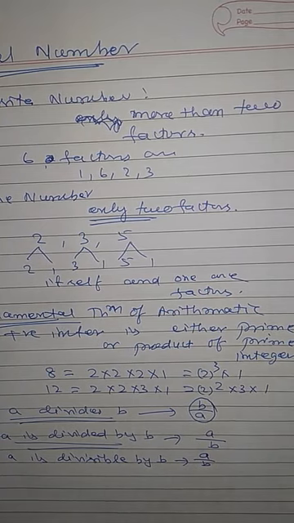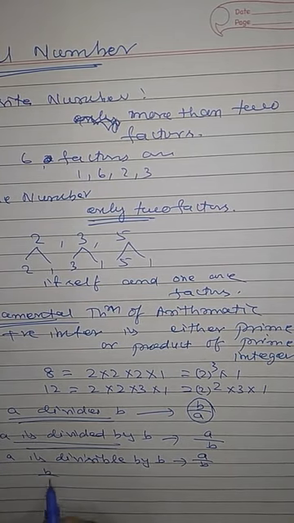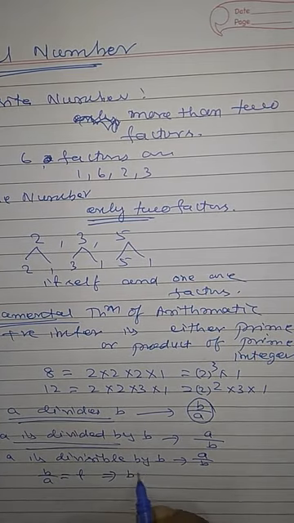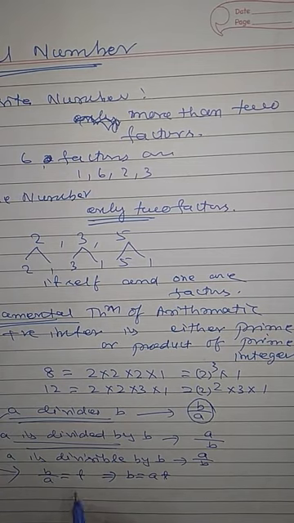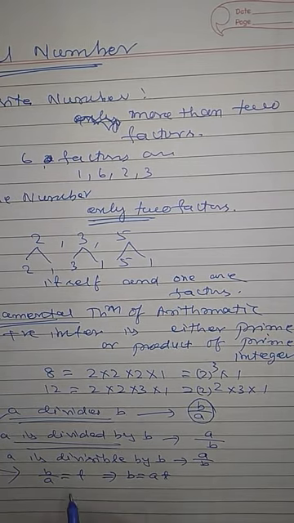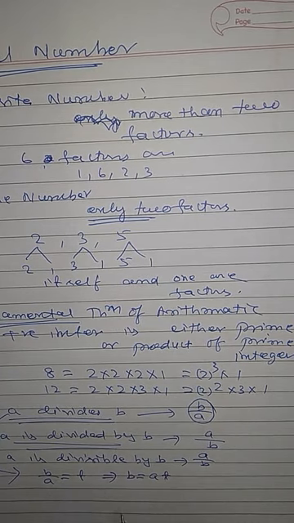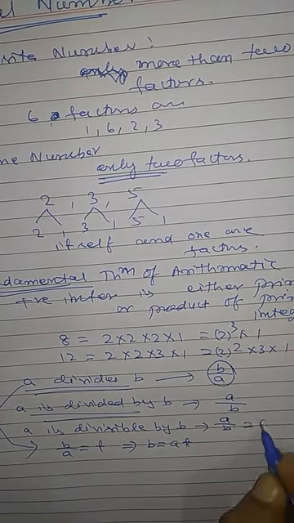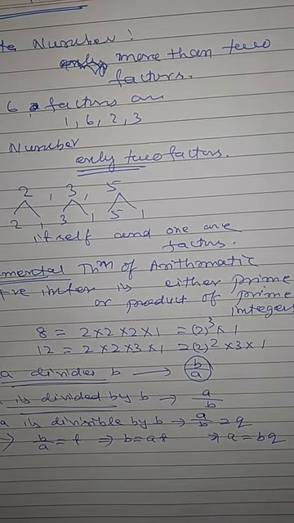But what is the dividend and what is the divisor? Now, if B by A gives a whole number, suppose that is T. As we have discussed, A divides B means B upon A, and the remainder is 0. After dividing B by A, we get T. So we can write B by A is equal to T, so B is equal to AT. Similarly, suppose A by B is equal to Q, then A is equal to BQ, we can write. Clear?